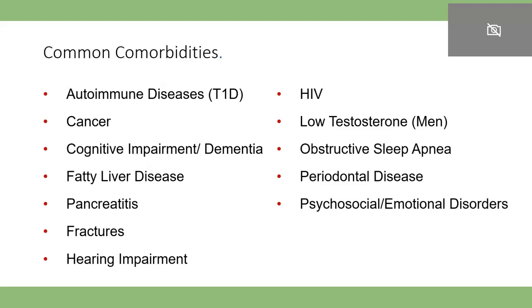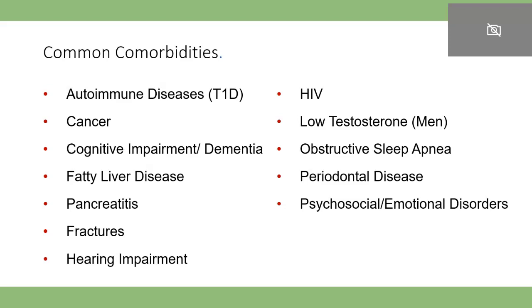Fatty liver disease. Obesity contributes to fatty liver disease and insulin resistance. Pancreatitis. Your pancreas becomes inflamed. Fractures, hearing impairment, HIV are common comorbidities. But this just doesn't mean you get HIV from diabetes. It means that those with HIV are at high risk for diabetes.